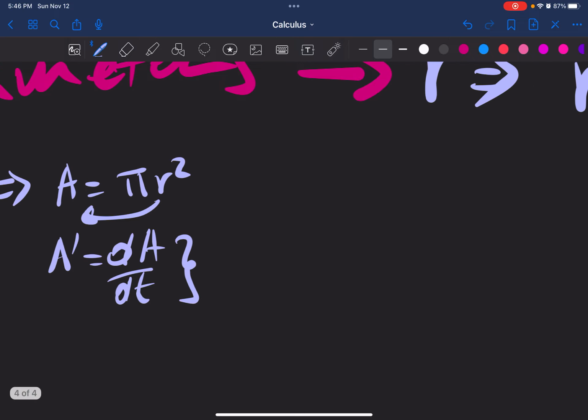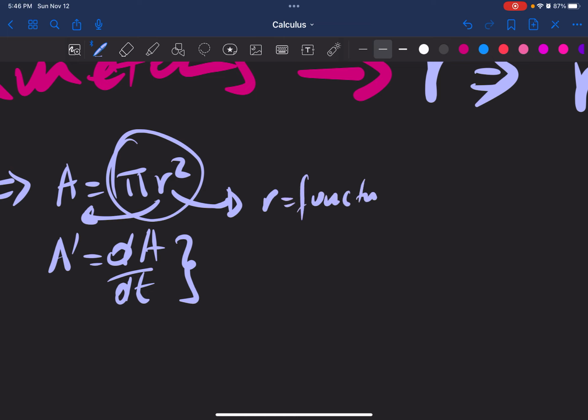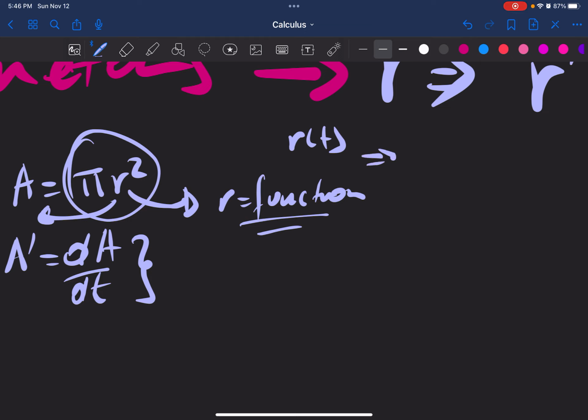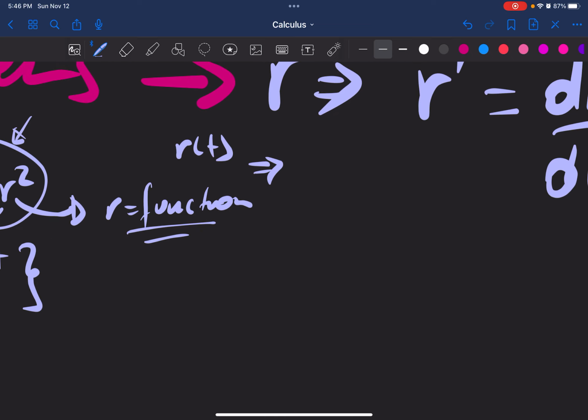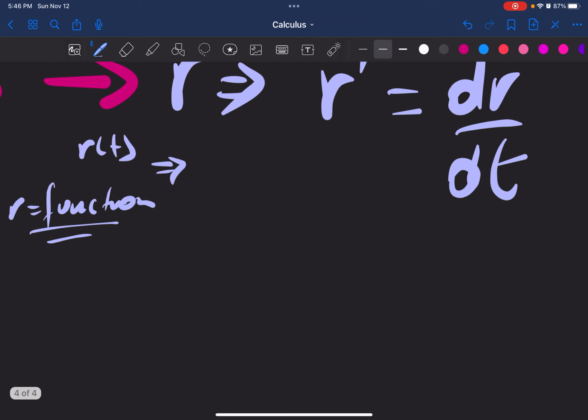dA/dt is equal to the derivative of this whole side. Remember that we were considering r as a function because r is changing over time. So this is the same as r of t. Now I want to find the derivative of this side of the equation. If we're considering r as a function, we find the derivative of r as if it was a function. So let r equal f of t.